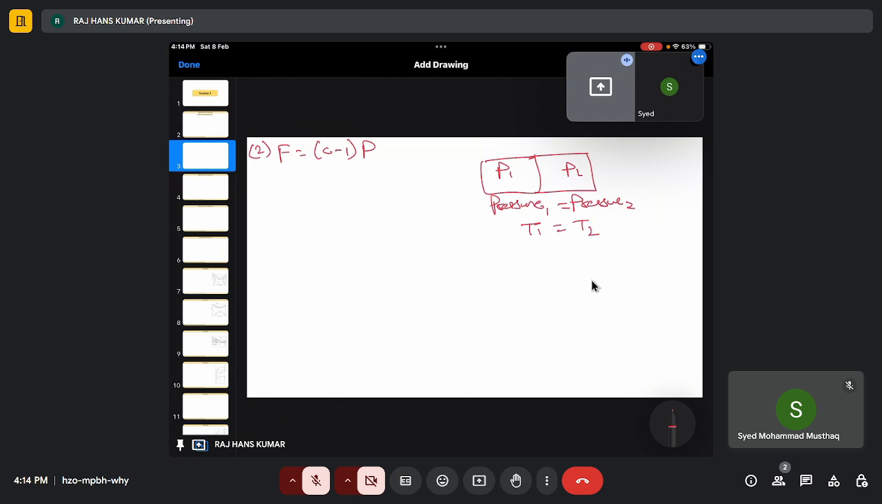What about the chemical potential? Let's say there are two components, A and B. Then mu A in P1 will be equal to mu A in P2, and mu B in P1 will be equal to mu B in P2. Right? So one, two, three, four. When coming to the composition, we only need to know two variables, right? Because the other variable will be equal. You don't need to find it.